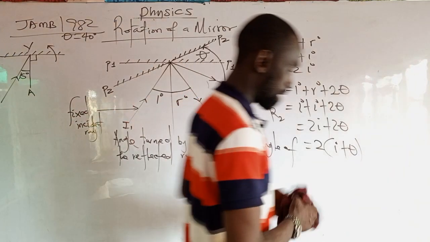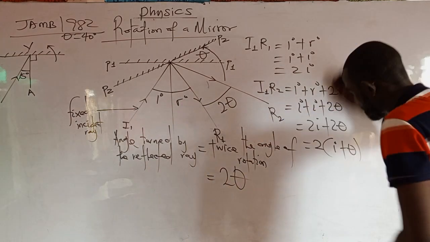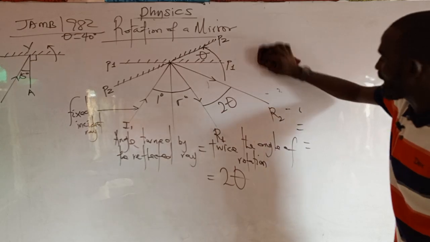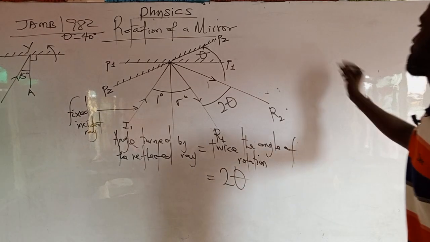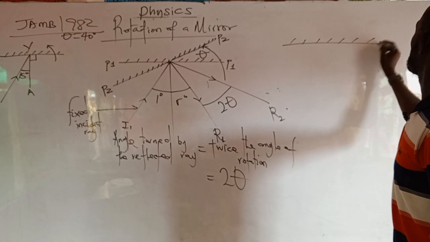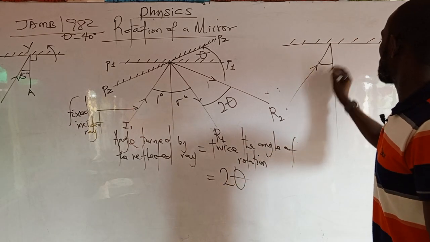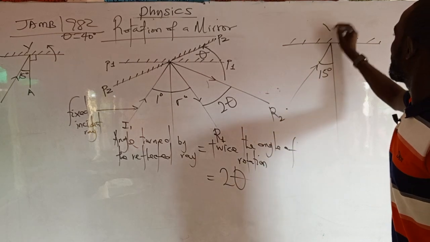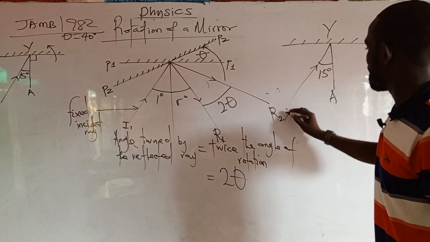So I want to use this page for the solution. I won't create this diagram again, but I want to make reference to this one. My beautiful diagram. So let me do the geometry of this one. We have this. This is 15 degrees. These are Y, these are our A, and this is our X.